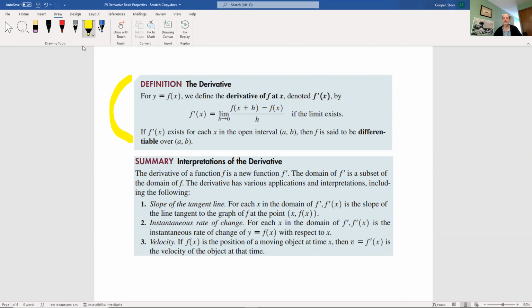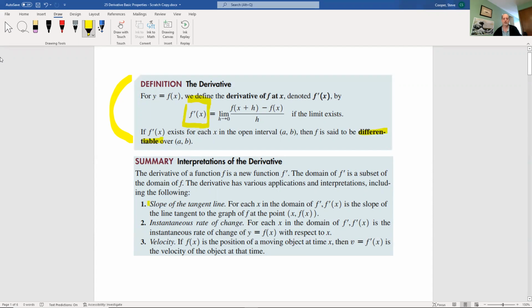And as long as the limit exists, we call that f prime of x, the derivative. We now have this f prime function that calculates the result for any point we want from the input. And if it works as a limit, we call it differentiable at that point. Then we had two different interpretations, but really there's an infinite number of interpretations.